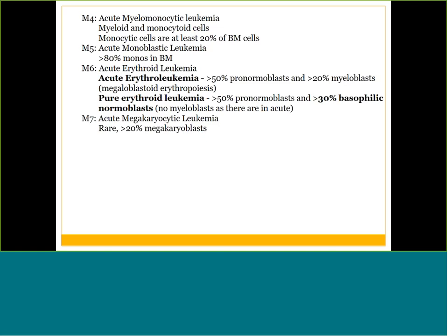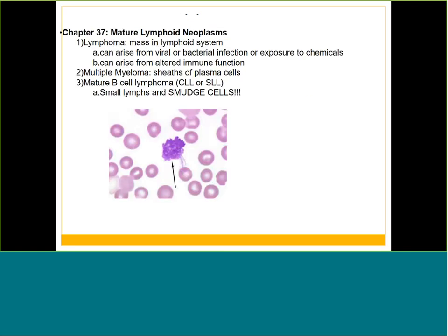So we've hit every cell line now for acute leukemia. You just have to remember the name, and hopefully if you have a CD marker that goes in, you do fine. And then the last chapter, 86, was on lymphomas.